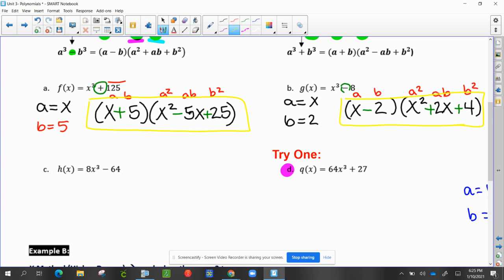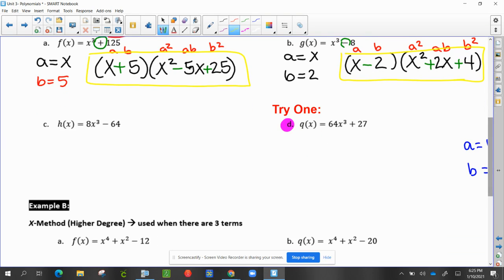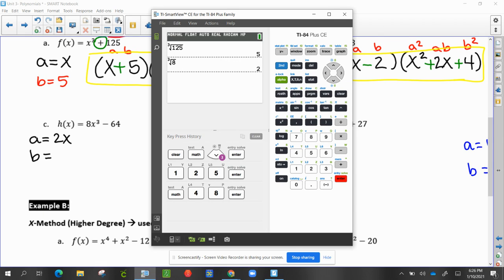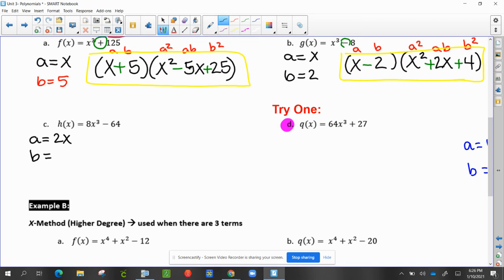Okay, I'm going to go over one more, and then I'm going to have you guys try D. So in letter C, we have 8x cubed minus 64. Let's just start by taking the cube roots here. The cube root of 8 we just did was 2, so this is going to be 2x. For B, 64, let's take the cube root of 64. I get 4.